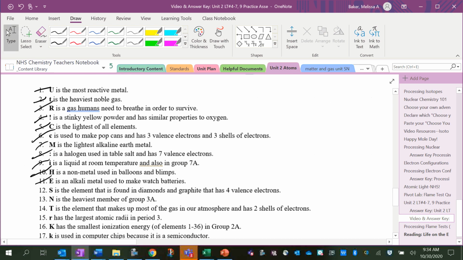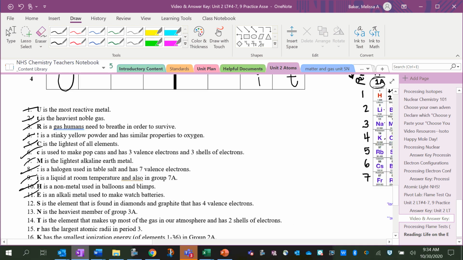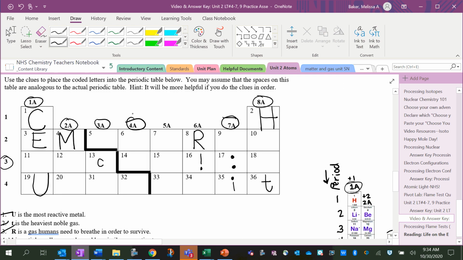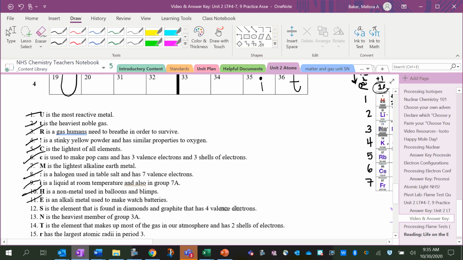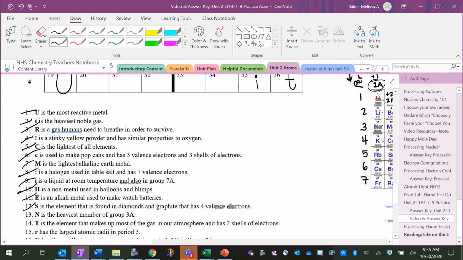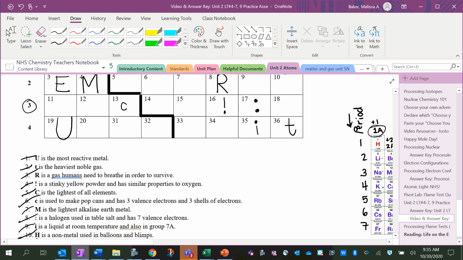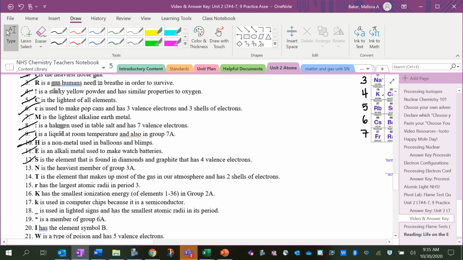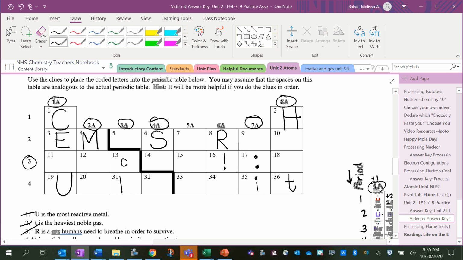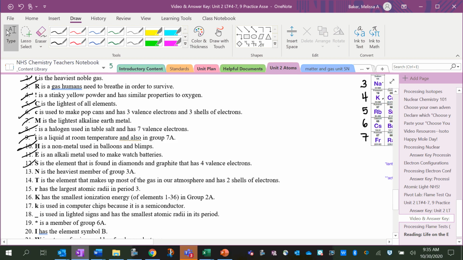Capital S is an element found in diamonds and graphite and has 4 valence electrons. So our choices are carbon, silicon, or germanium. Well, I've heard that carbon is used to make diamonds, or is what makes diamonds, I should say. So capital S goes in carbon spot. N is the heaviest member of group 3A. So we're going to go to group 3A and we're going to write capital N at the bottom because they get heavier as you go down a group.